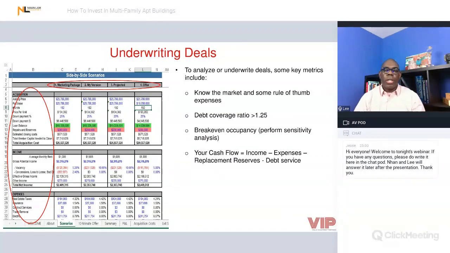So in this scenario, you're taking the information that you received from the marketing package and putting it into the calculator, right? But as the underwriter, you're performing your own research. You have to go out there and get your own data and not trust what the commercial broker has provided to you, because you need to make sure that the numbers make sense.